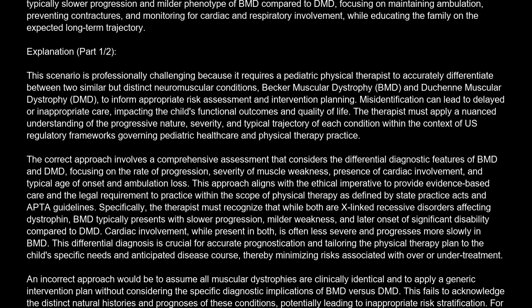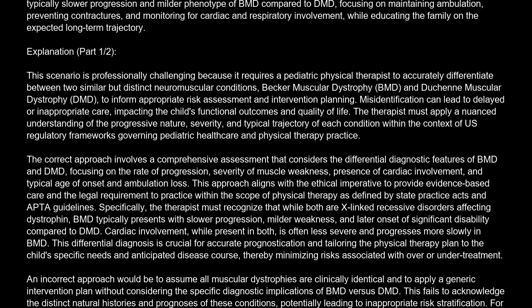Explanation: this scenario is professionally challenging because it requires a pediatric physical therapist to accurately differentiate between two similar but distinct neuromuscular conditions, Becker muscular dystrophy, BMD, and Duchenne muscular dystrophy, DMD, to inform appropriate risk assessment and intervention planning. Misidentification can lead to delayed or inappropriate care, impacting the child's functional outcomes and quality of life. The therapist must apply a nuanced understanding of the progressive nature, severity, and typical trajectory of each condition within the context of U.S. regulatory frameworks governing pediatric healthcare and physical therapy practice.